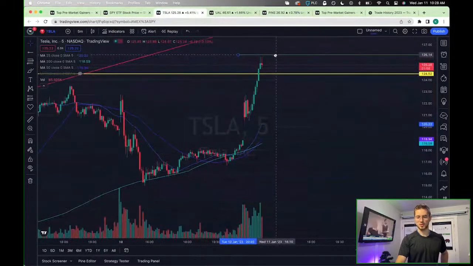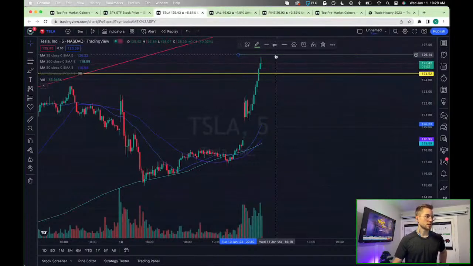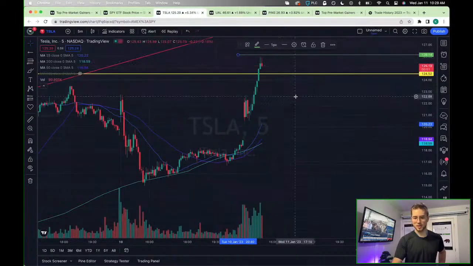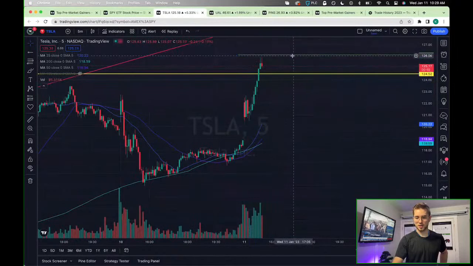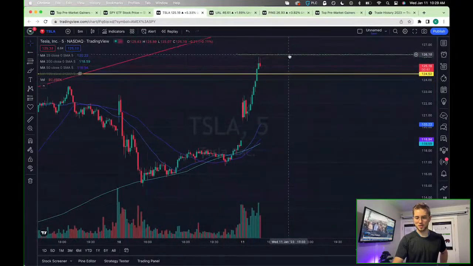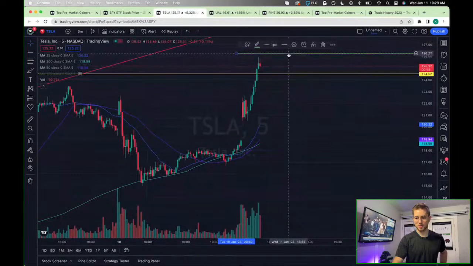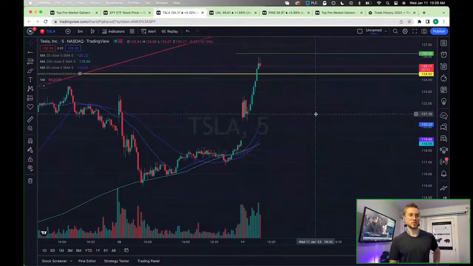A pierce of 126. Let me just look on my other chart here. $126.80. So 126.25 is the new short level on Tesla, but it has to hit in the next 10 minutes.